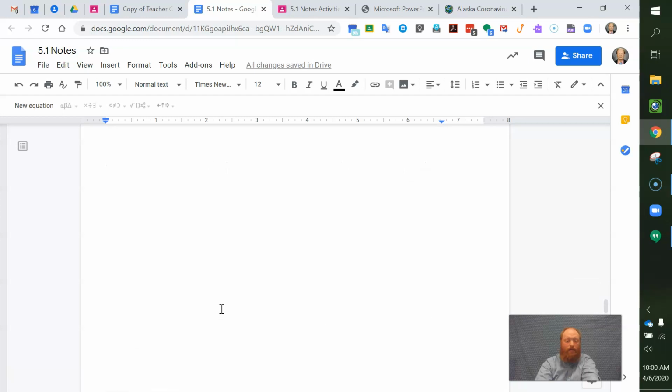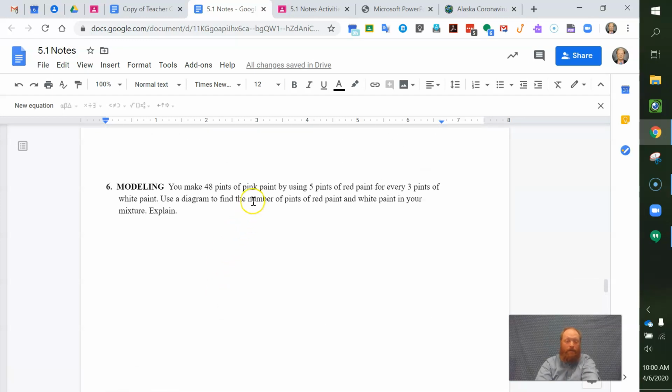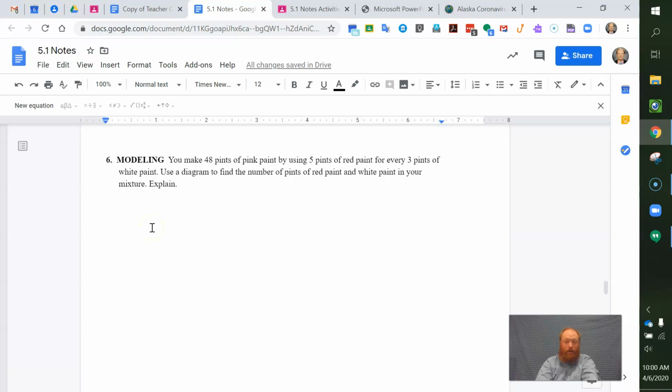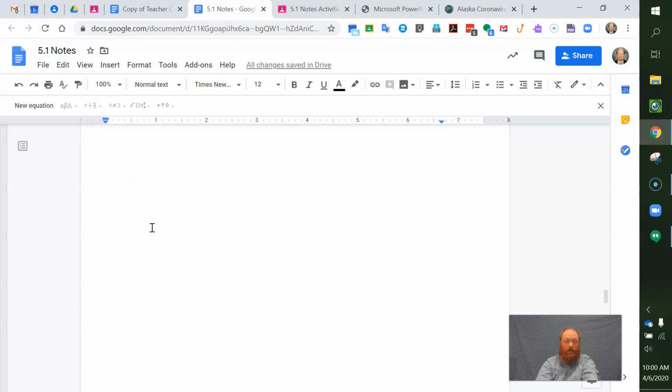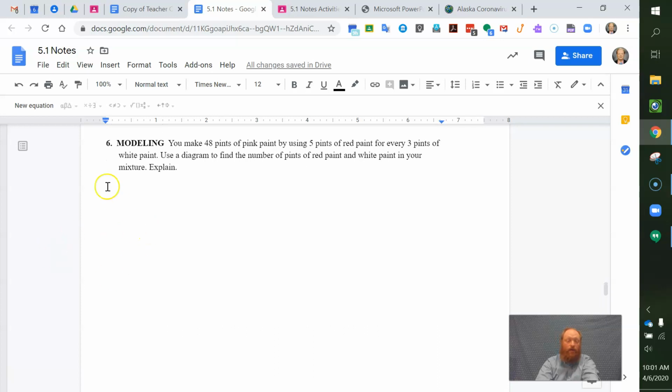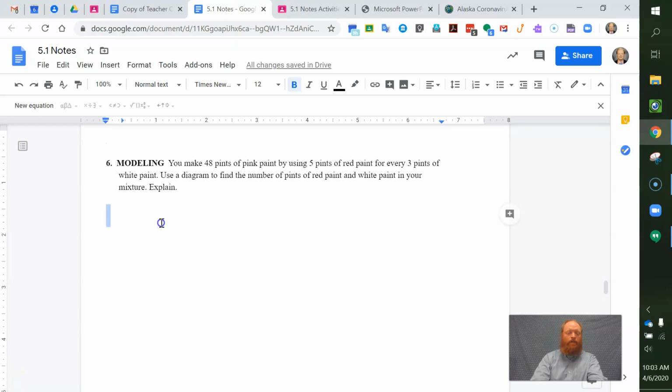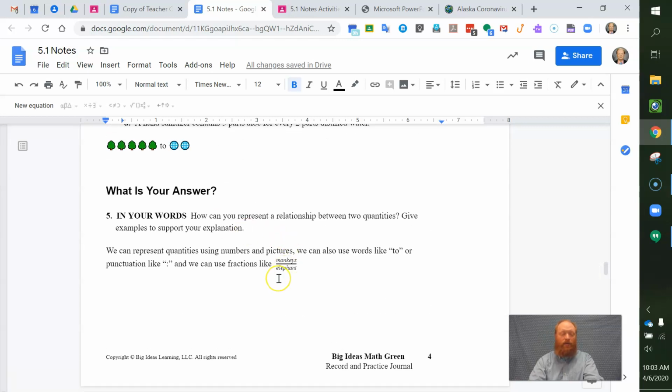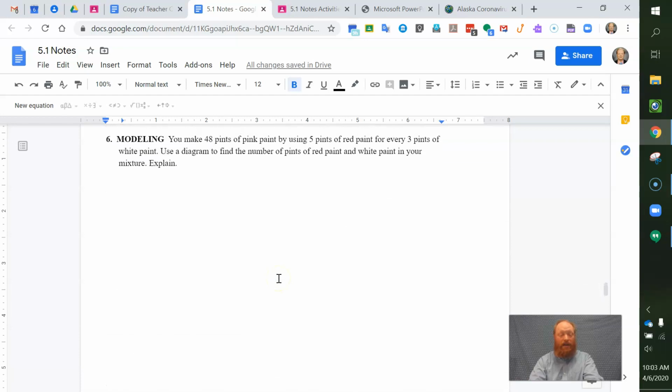Modeling. You make 48 pints of pink paint by using 5 pints of red paint for every 3 pints of white paint. Use a diagram to find the number of pints of red paint and the number of white paint in your mixture. Explain. Boy, this is going to be hard to draw out. Okay, so I figured out the best way to solve this problem is not to try to draw pictures with emojicons or fractions, but I'm going to explain it and write it out.